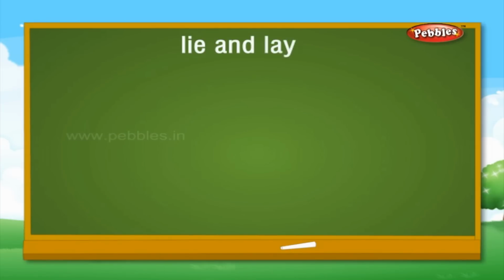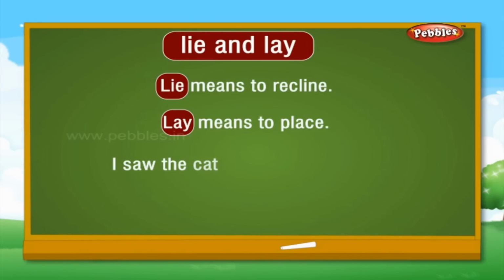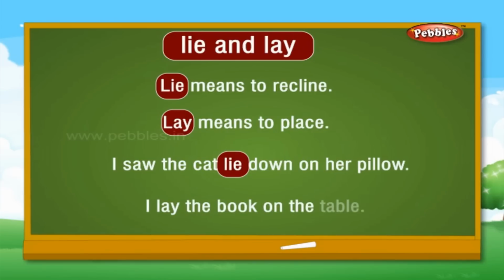Lie and lay. Lie means to recline. Lay means to place. I saw the cat lie down on her pillow. I lay the book on the table.